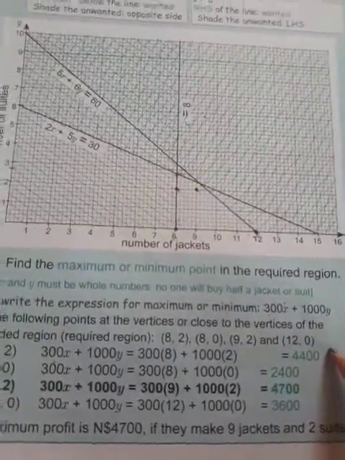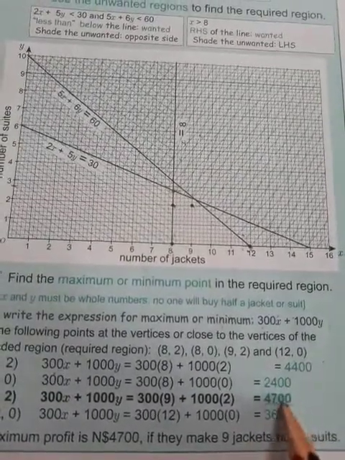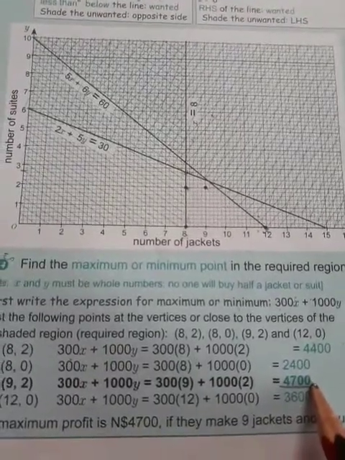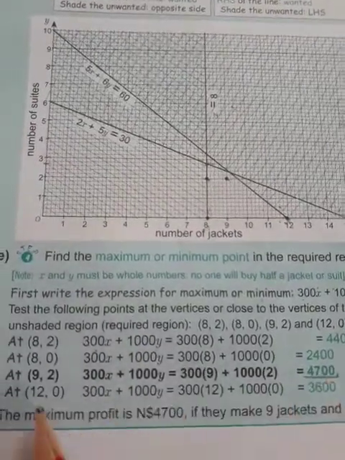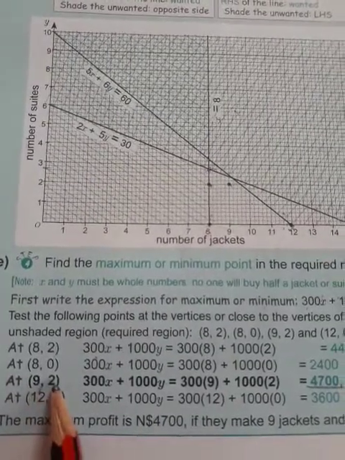And if we look at this, your maximum profit will be made at 4,700. So which is the coordinate that represents the maximum profit? It in fact is the 9, 2 coordinate.